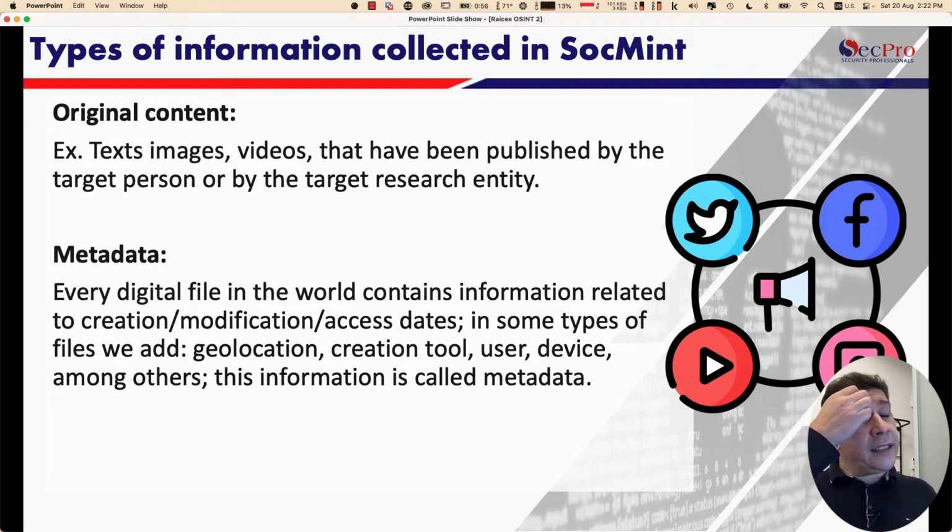We talked about documents. So normally any kind of digital file contains metadata. What kind of metadata? Not only the MACE, the modification and access dates, no. We are talking about geolocation. We are talking about the creation tool, the device that was used to create that image or that document, etc. That's metadata. And we have more metadata.